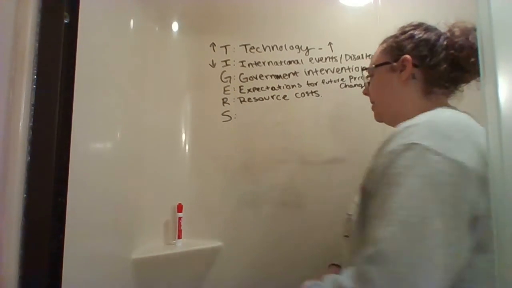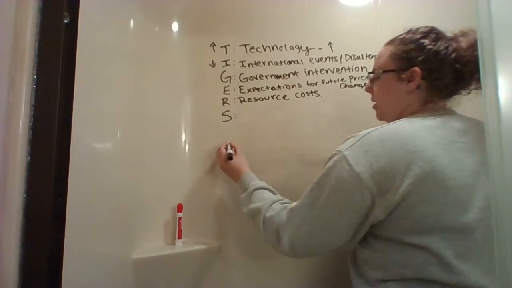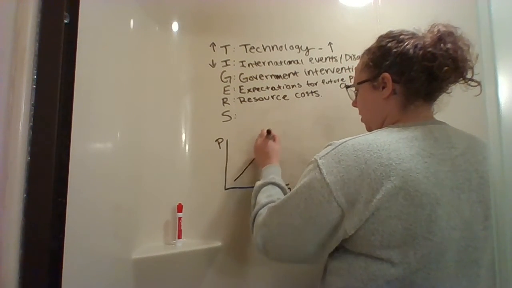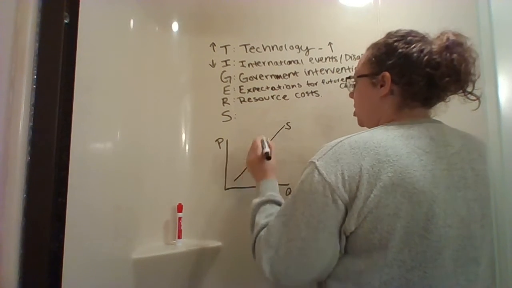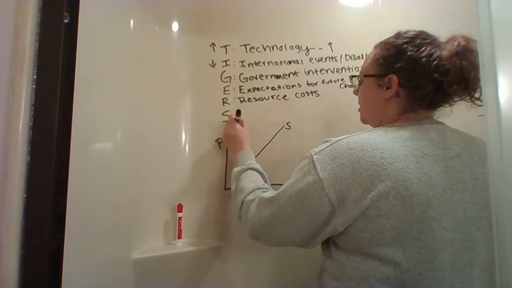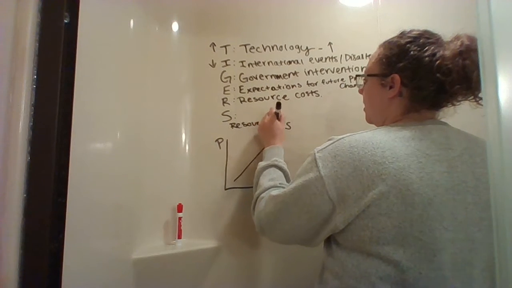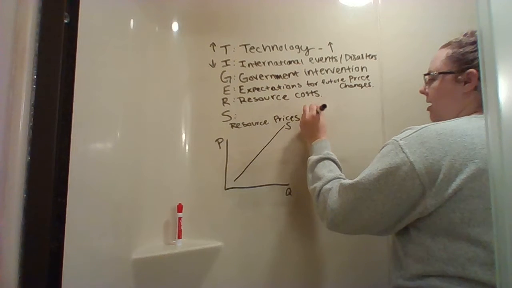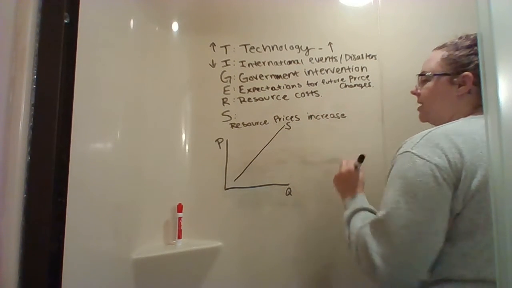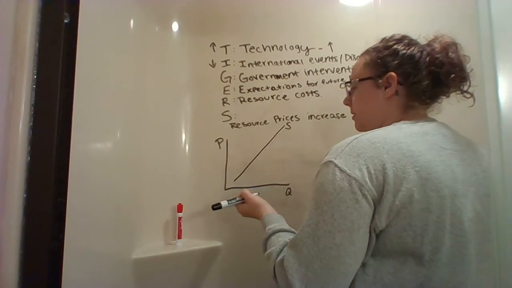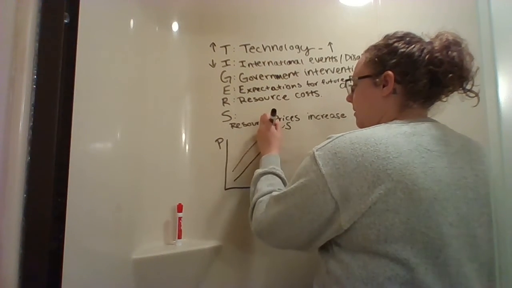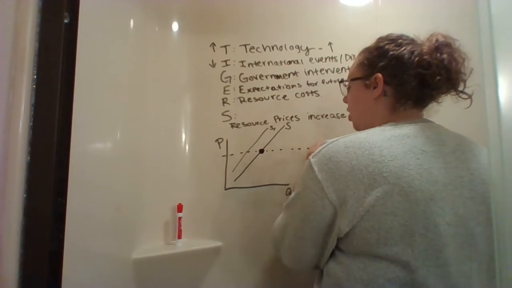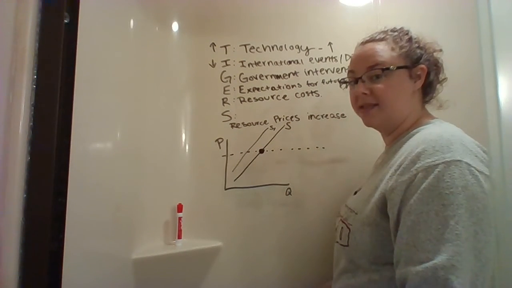Okay, let's graph this a little bit. Again, with your lovely graph, P, Q, supply. All right. So resource prices increase. If the resource prices increase, what's going to happen to supply? It's going to decrease. And remember, the price of the actual item is not changing, just the quantity we're producing is.